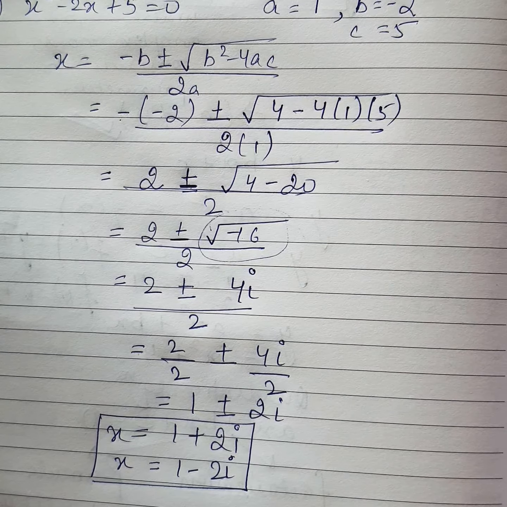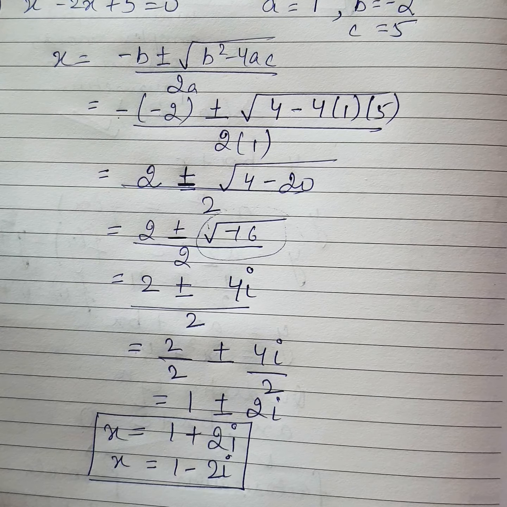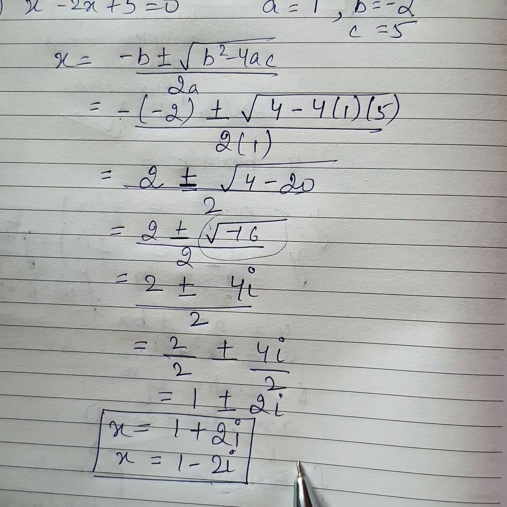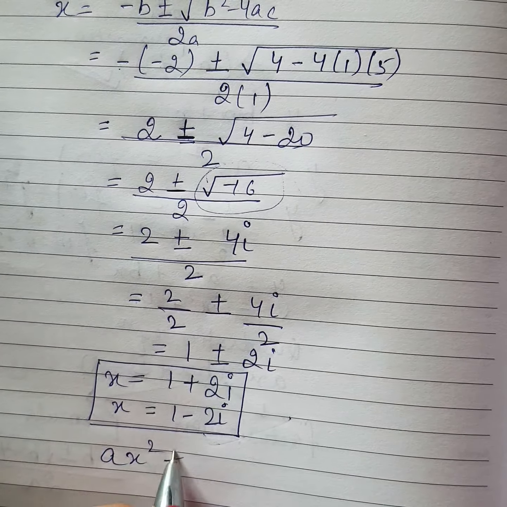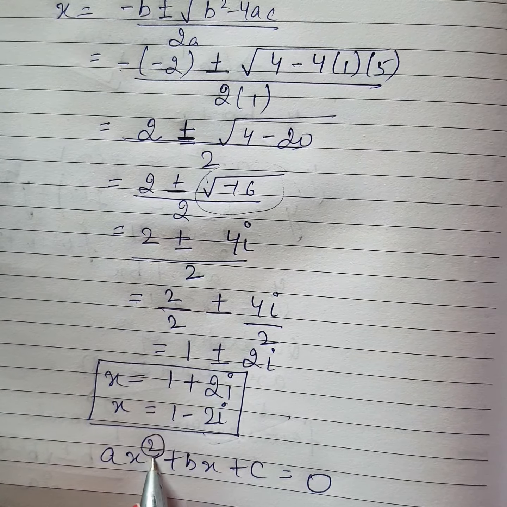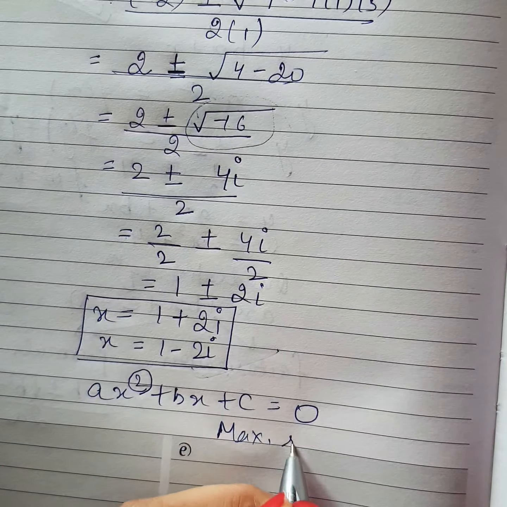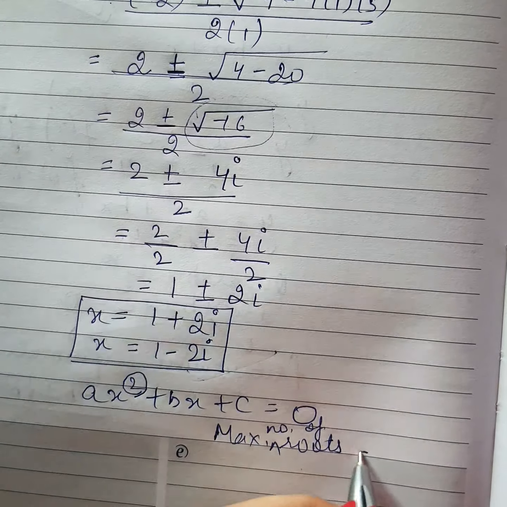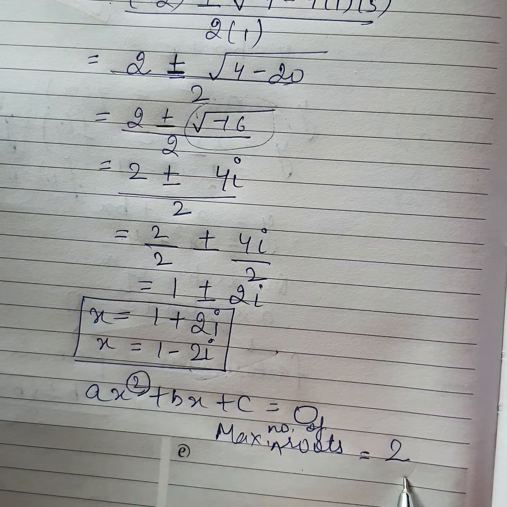Now you have already done so many questions in class 10 of finding real roots and integral roots. So this time it is only the addition of complex roots. Second thing, for the quadratic equation ax square plus bx plus c equals 0, the maximum power is 2. That means the maximum number of roots that you can have will be 2. You will never get more than 2 roots from a quadratic equation.